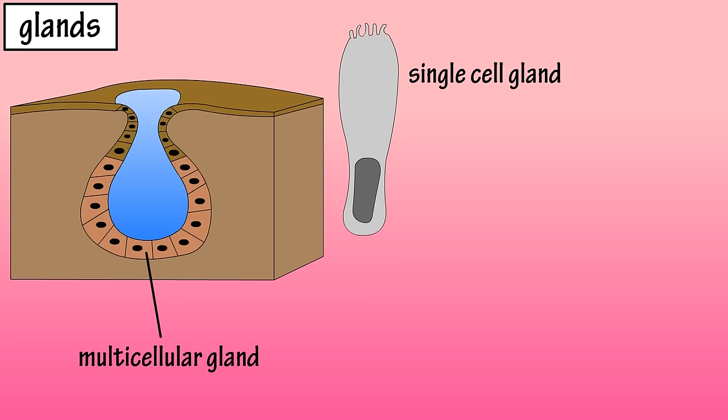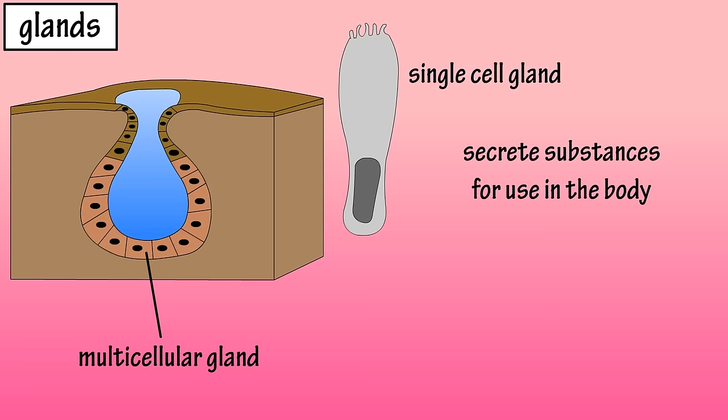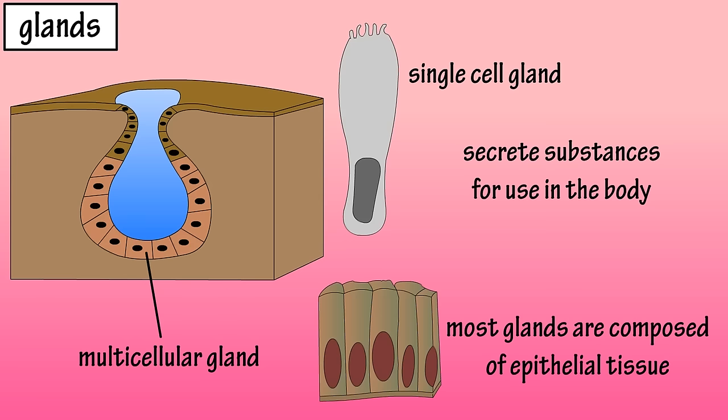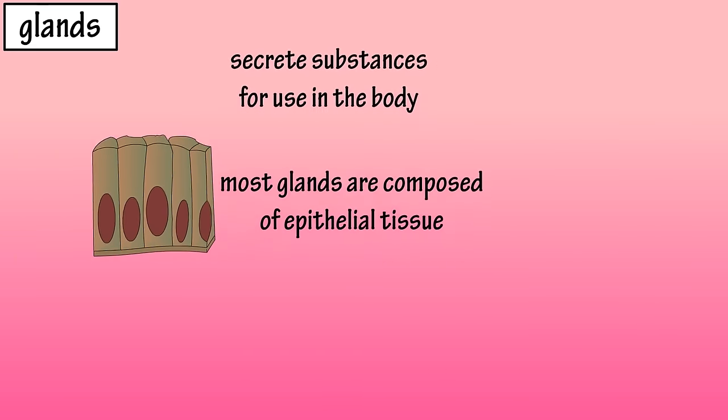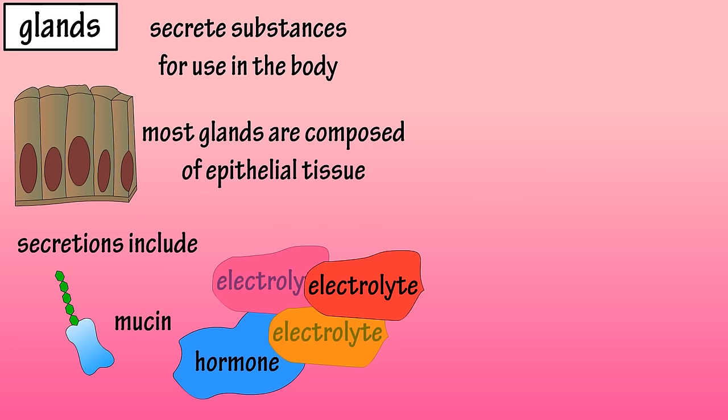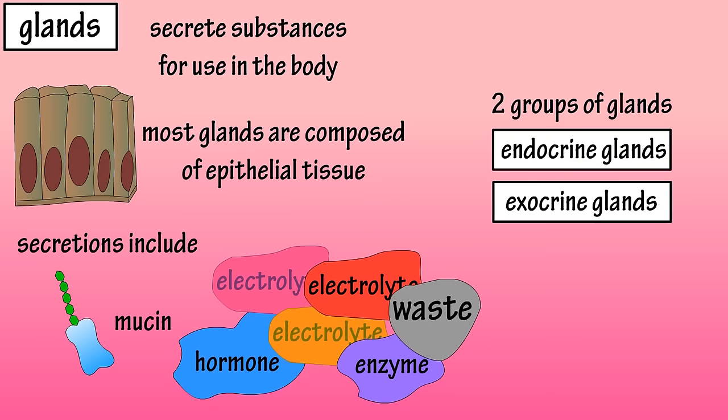Glands are multicellular organs or individual cells that secrete substances for use in the body. Most glands are made up of epithelial tissue, and their secretions include mucin, hormones, electrolytes, enzymes, and waste products. Glands can be divided into two groups, endocrine glands and exocrine glands.